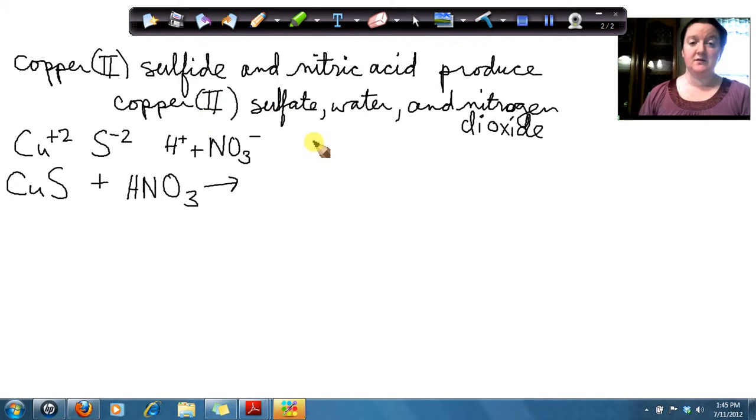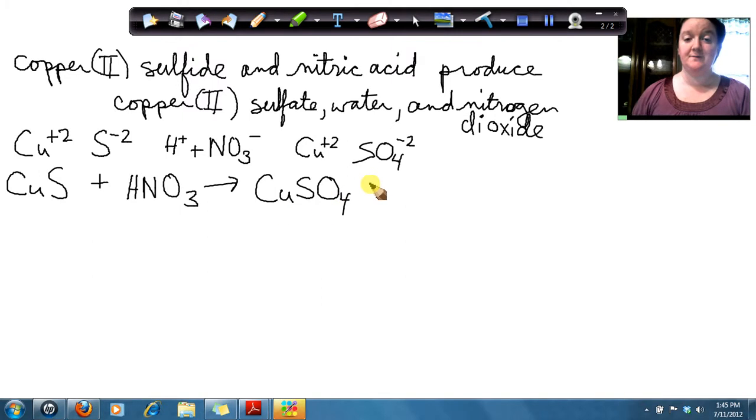So I'm going to think about those ions. We have copper 2, and then I have sulfate, which is SO4. That's a -2 charge. So because this has a +2 charge and that has a -2 charge, we put those two ions together like this. Copper 2 sulfate, CuSO4, because we only need one of each of those ions. And then we know water is H2O.